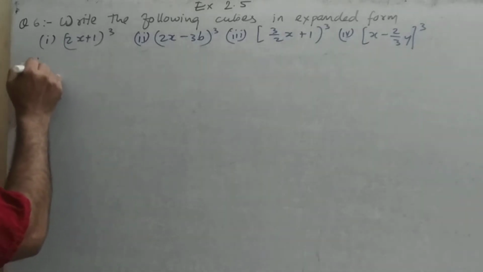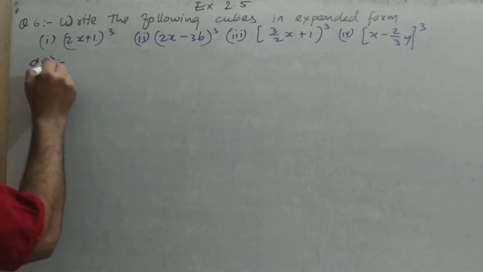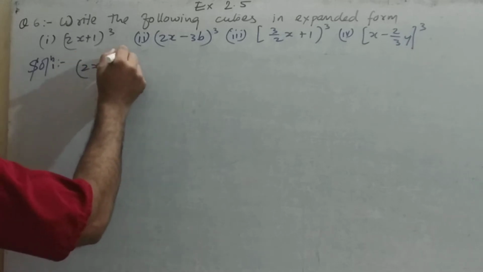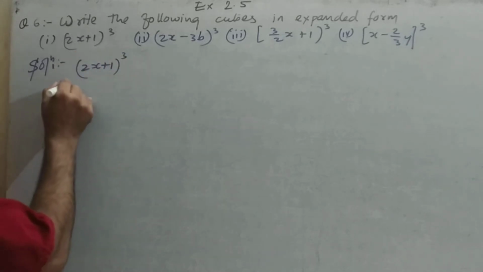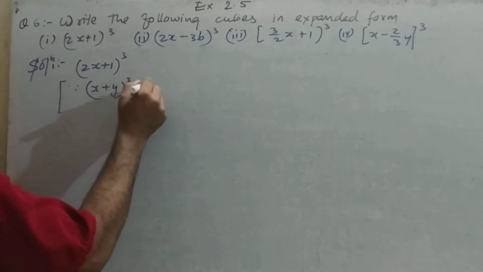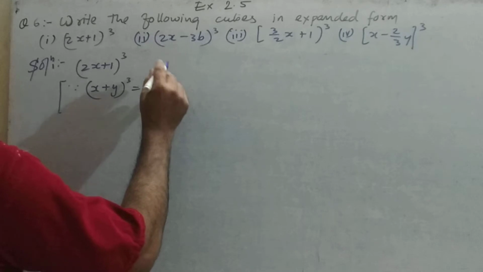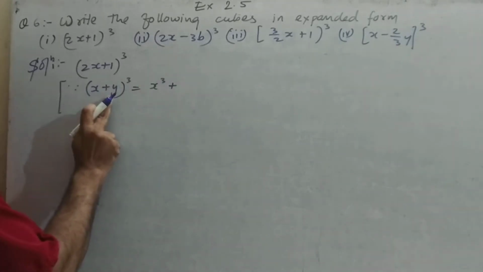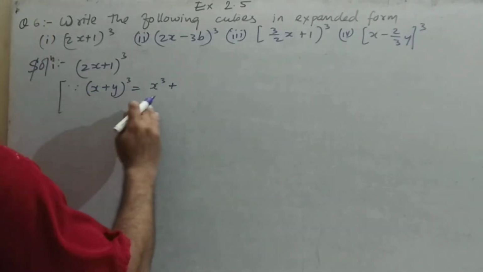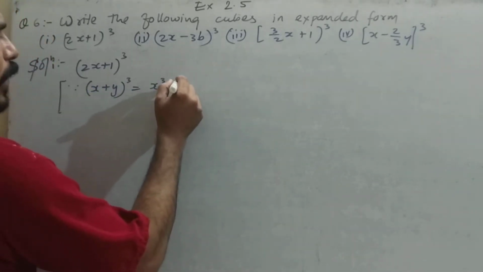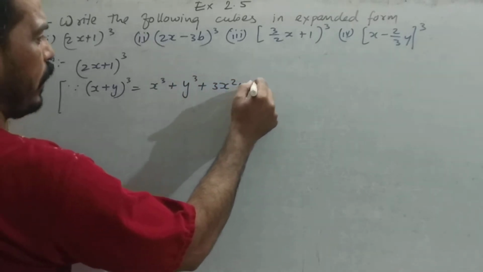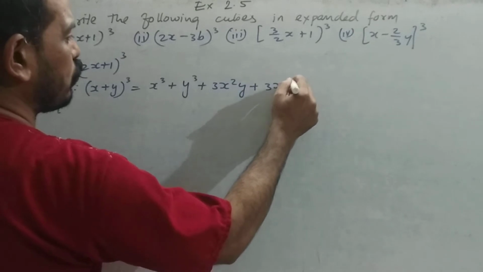Solution. First, (2x + 1) whole cube. Since we know the identity, (x + y) whole cube is equal to x cube plus y cube plus 3x square y plus 3xy square. The left hand side is the factorized form, and the right hand side is the expanded form.